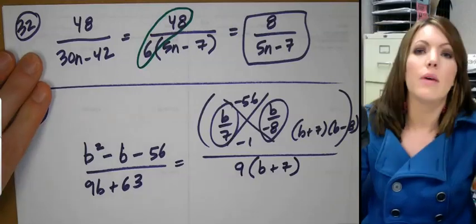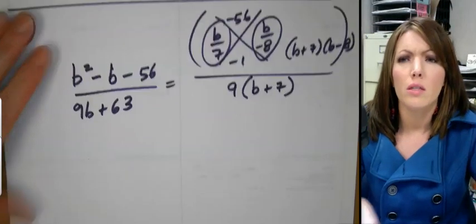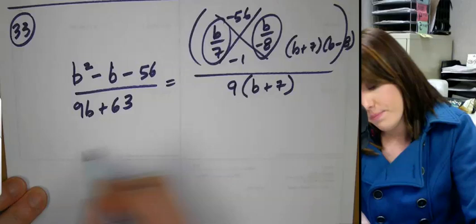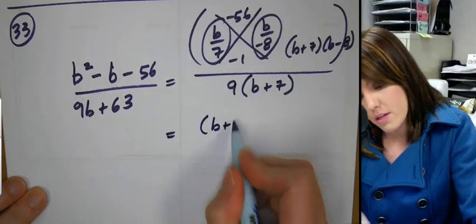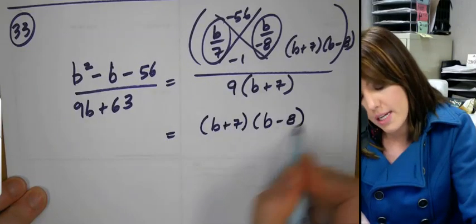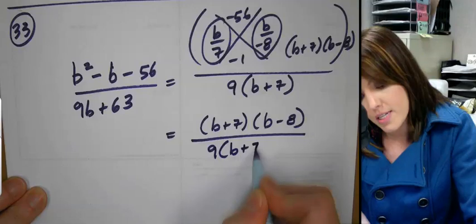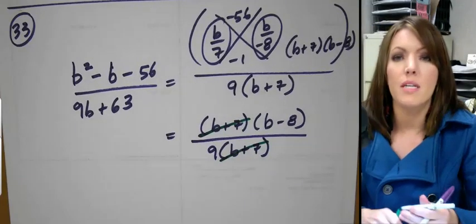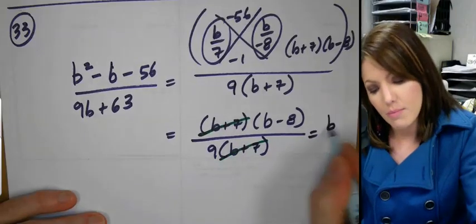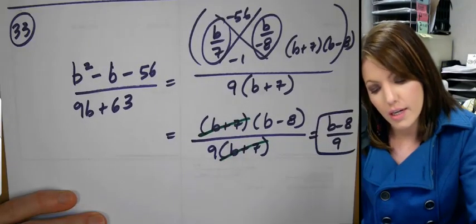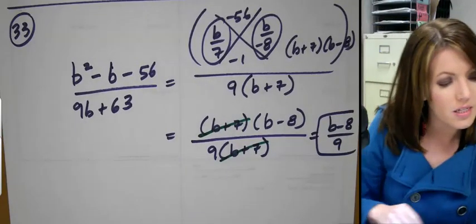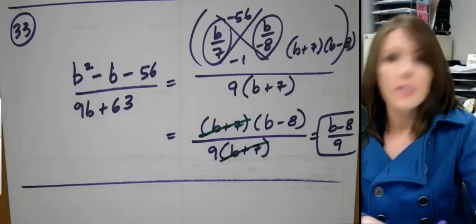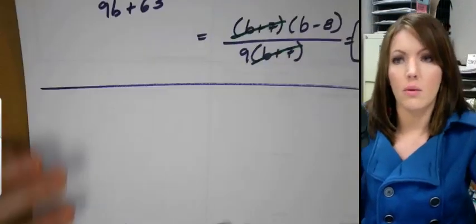So let's write down everything that we have left here. We've got b plus 7 times b minus 8 over 9 times b plus 7. And now the things that match that we can get rid of are the b plus 7, so we're left with b minus 8 over 9, which is b. All right, let's keep it going here.